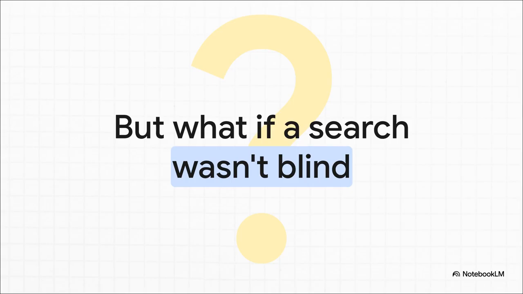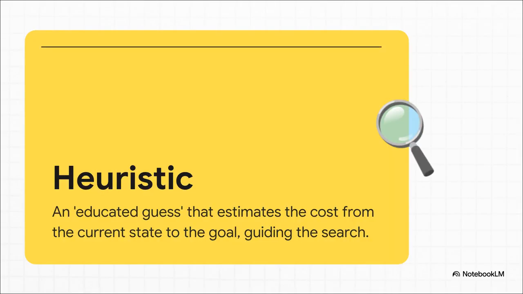You know, like a little whisper in its ear saying, hey, that move over there, that one looks a lot more promising. What if, instead of just wandering around in the dark, it could have a hunch? And that brings us to the big aha moment, the heuristic. It sounds like a complicated word, but a heuristic is really just a fancy term for an educated guess.